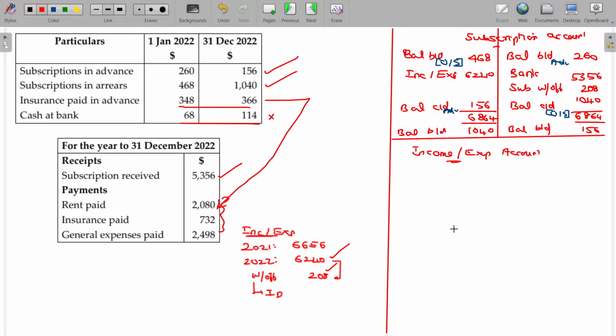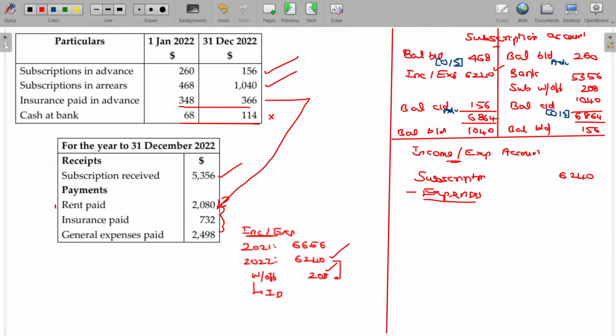Now we'll go for the income and expenditure account preparation. Under the income and expenditure account, we'll start with the subscription for the period. Subscription is the predominant income. The amount transferable to the income and expenditure account will be my income, 6,240. From there, all others are expenses, so I'm going to subtract the expenses.